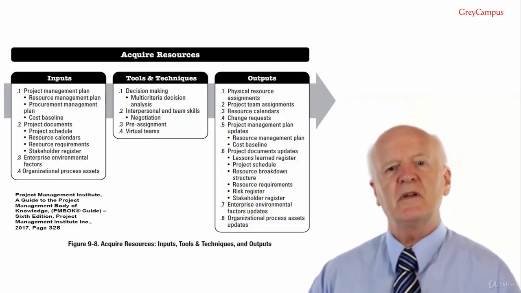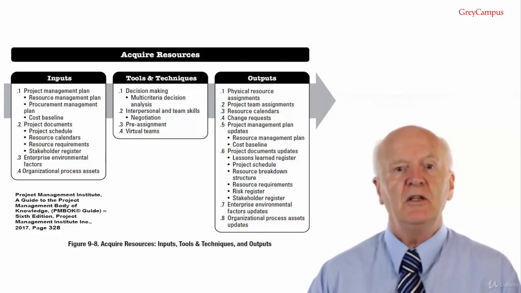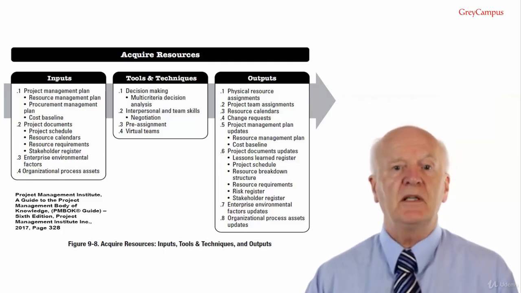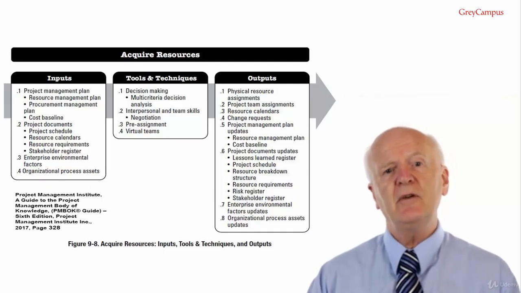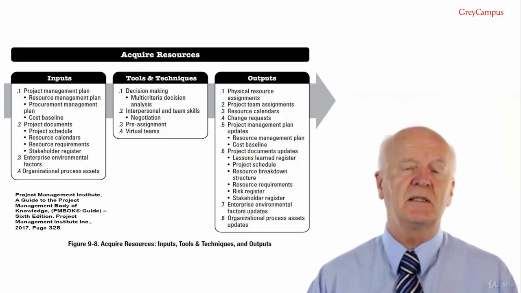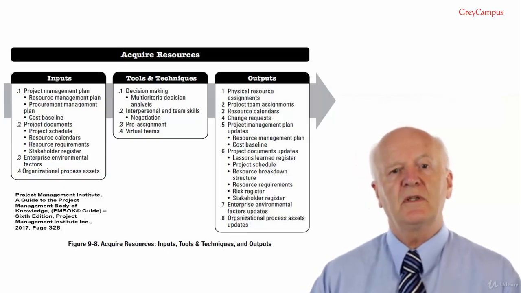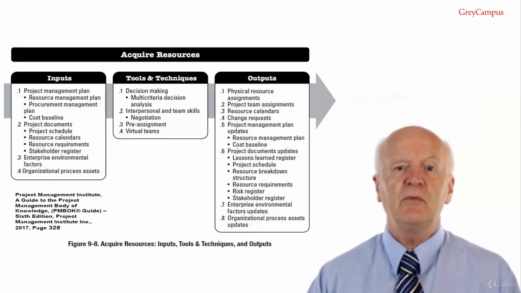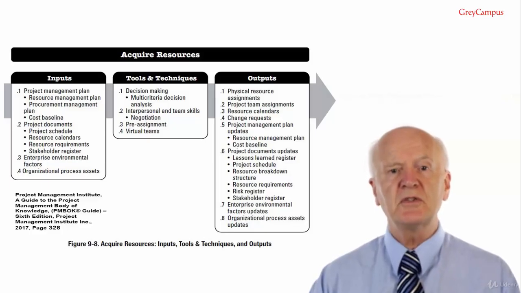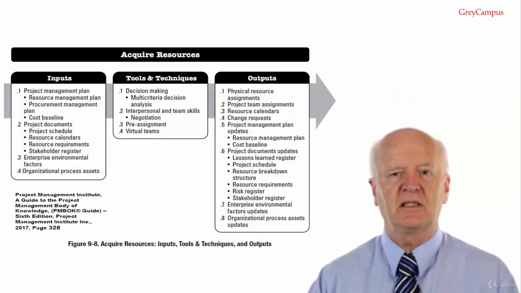The risk register. New risks identified during this process are recorded in the risk register and managed using the risk management process. Stakeholder register. The stakeholder register is updated with any new stakeholders and any new information about existing stakeholders that has been gained as a result of this process. Output number 7, enterprise environmental factor updates. The updates for the environmental factors include resource availability within the organisation and amount of the organisation's consumable resources that have been used. Output number 8, organisational process asset updates.